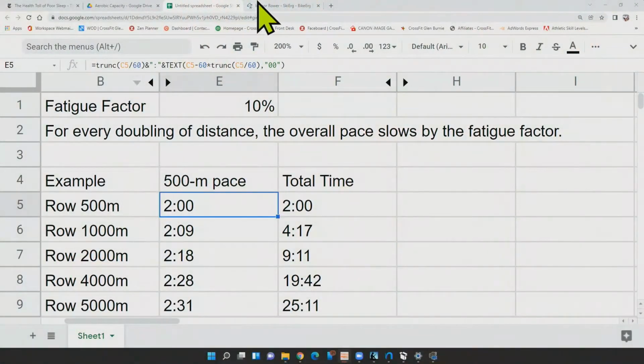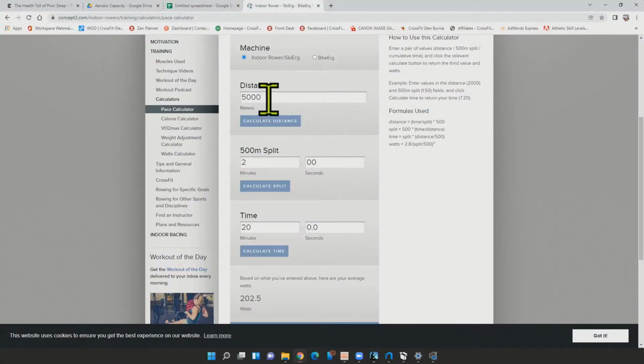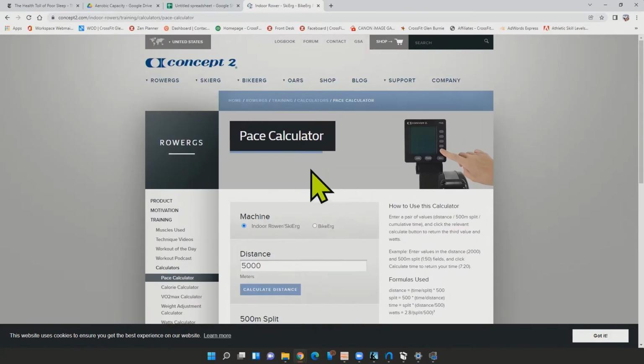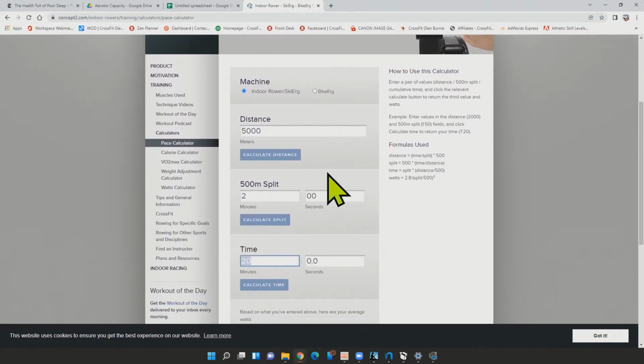We know that the workout tomorrow starts with a 5,000 meter row, and then we have 25 minutes to finish that, and whatever time is left, you basically get to do wall balls. So we can go to the Concept 2 website and get a pace calculator. You can search for pace calculator Concept 2, and it's going to take you right to it.